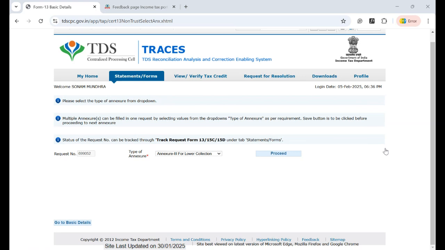Instead of providing 15G or 15H, I will apply in form number 13 to the income tax department, and they will provide me a lower TDS certificate or nil TDS certificate. On the basis of that certificate, my deductor will work accordingly. That is the basic difference. 15G, 15H is not applicable in some cases, and form number 13 is not applicable in some cases.